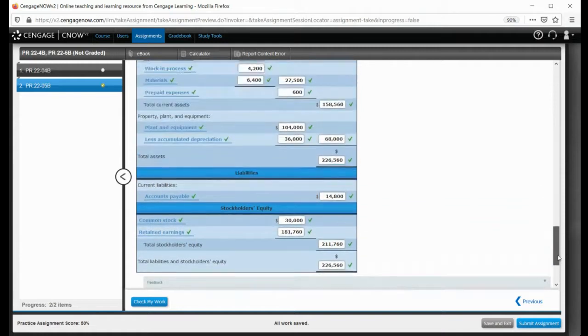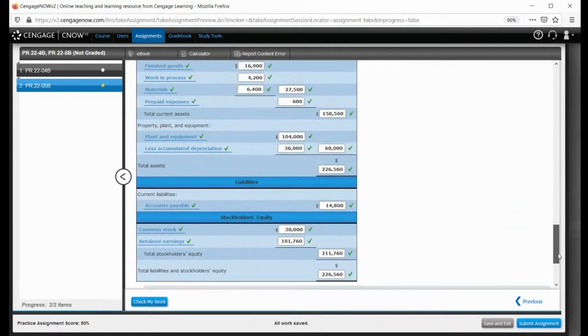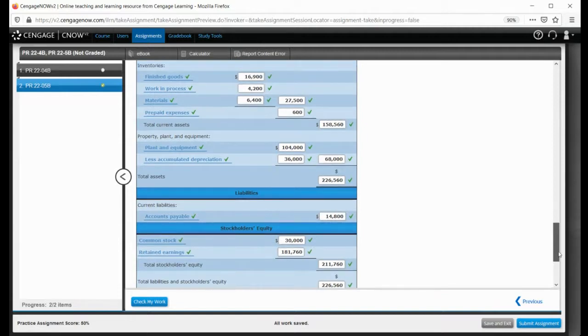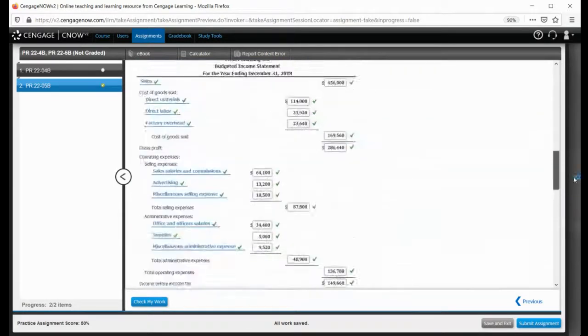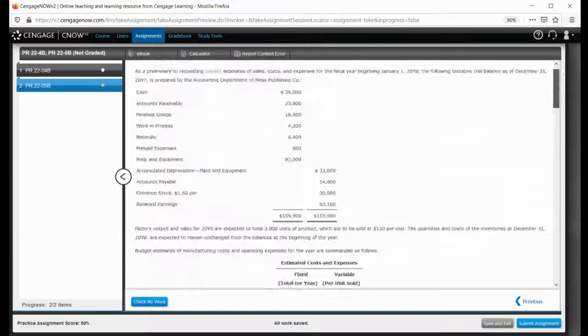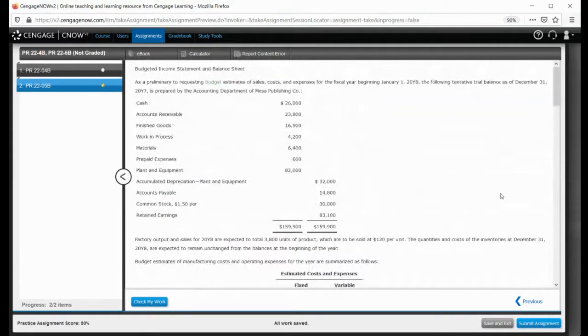Is there any question about what I've done on the balance sheet? So that would wrap it up for the demonstration of Chapter 22's homework problems.